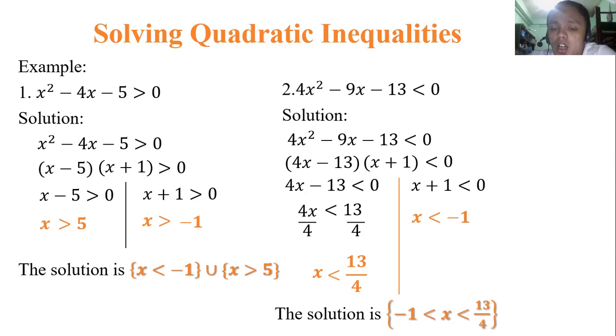Point sa left side, no? Pero dapat dito sa left side is yung lesser number and then dito naman is yung greater number. Since negative 1 is smaller than 13 over 4, so negative 1 dito. Gitna yung x, yung positive naman dito sa right side. Okay?